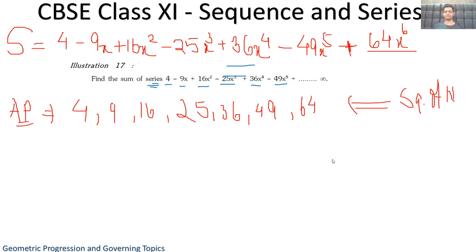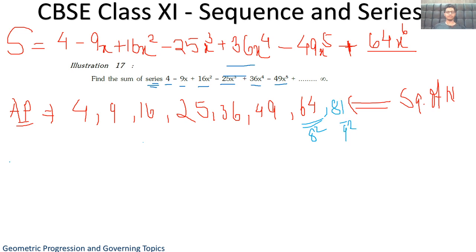Now that's how we got 64, it is nothing but square of 8. The next term would be 81, which is nothing but square of 9.